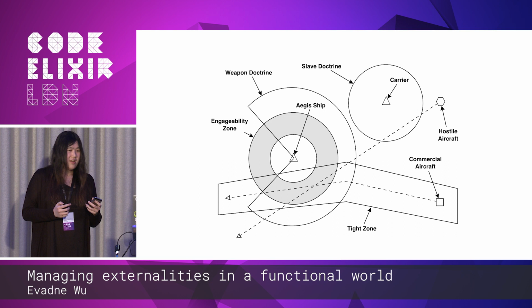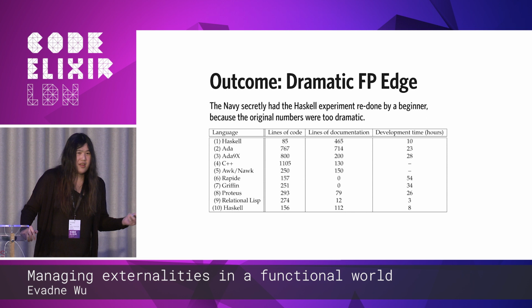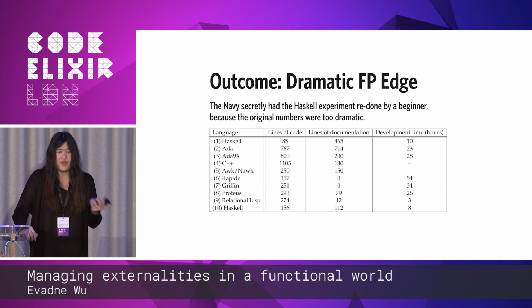So basically the military got programmers in different languages and asked them to program it, and they got the results. The results were very dramatic, with the Haskell programmer delivering something that actually works and has the smallest number of lines of code. You can see that relational Lisp down on the list has fewer lines, but it didn't work, so it doesn't count.